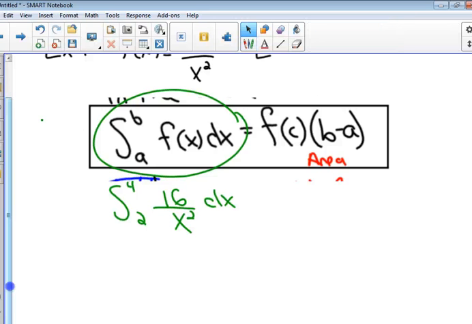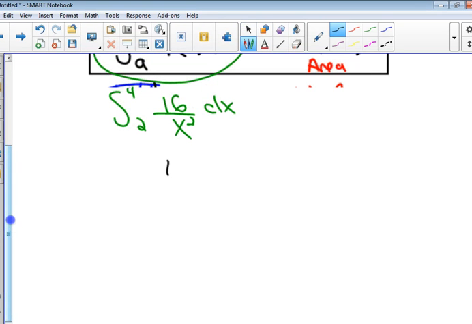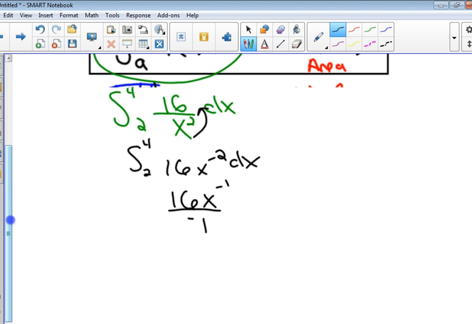If you want to start this and you're good at integrating and plugging numbers in, go for the gold. If you want to go on your own, make sure you remember to bring this up. So add 1 to the exponent. So we should have 16.